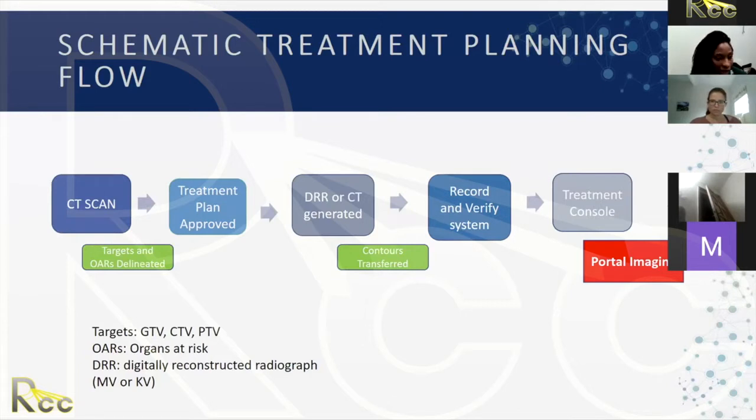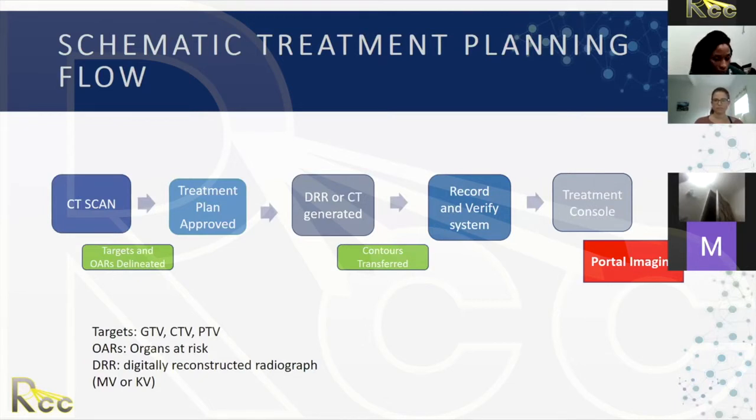Once the plan is created and you approve the treatment plan, then a DRR or CT is generated. It's automatically generated upon approval. An important thing to note is that once this DRR is created, you want to have your radiographer or your planner export the contours onto this DRR so that you have it available when you get to the treatment console.